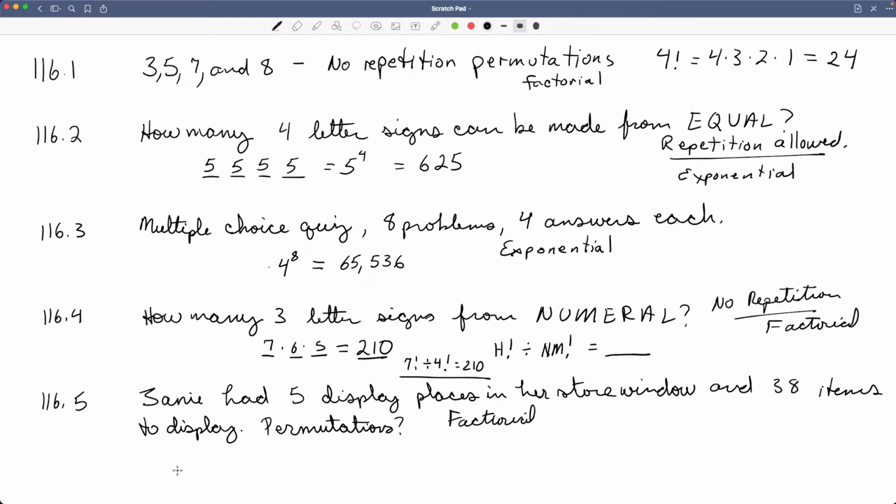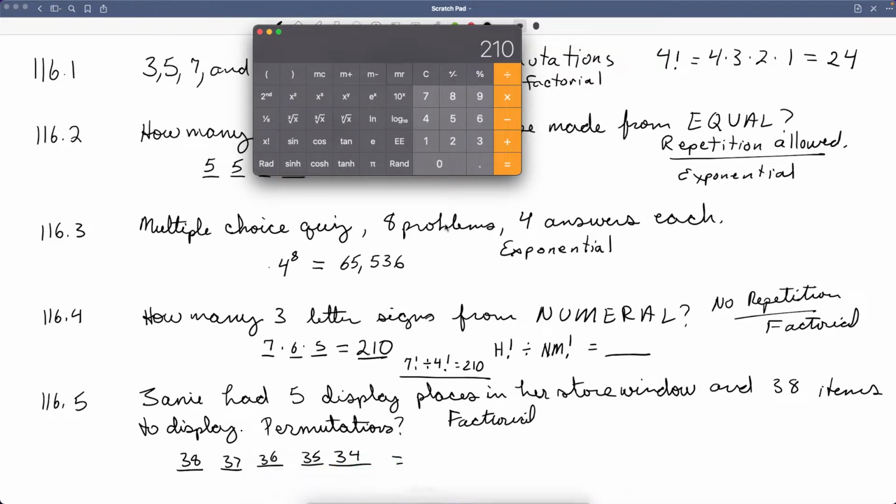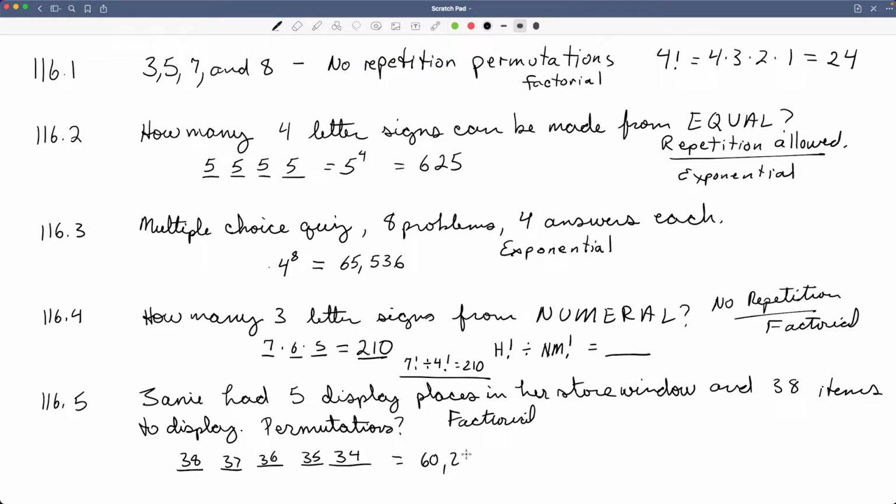So that means she's going to have any one of the 38 here, any one of the 37 here, any one of the 36, any one of the 35 left, and finally any one of the 34. Now, in a situation like this, it is just as easy to multiply 38 times 37 times 36 times 35 times 34, which gives us 60,233,040. So 60 to 33 and 40 right there.